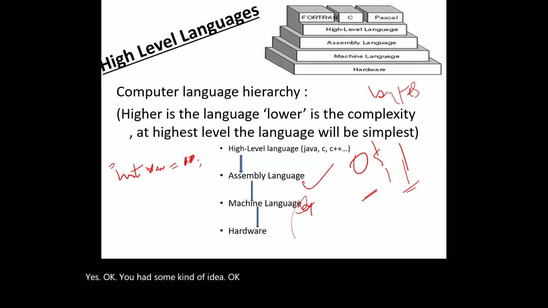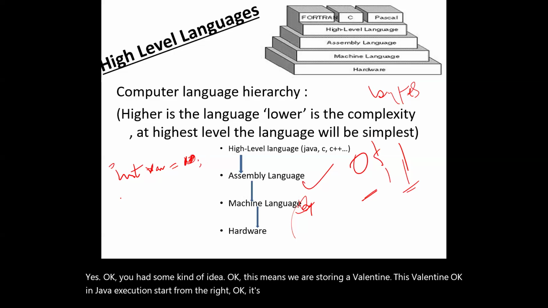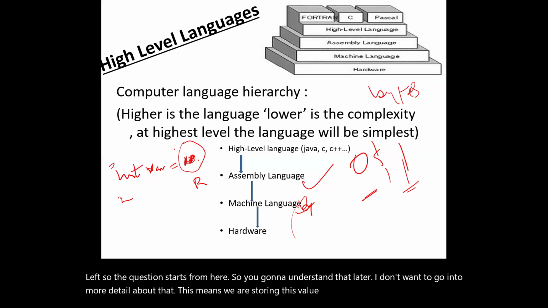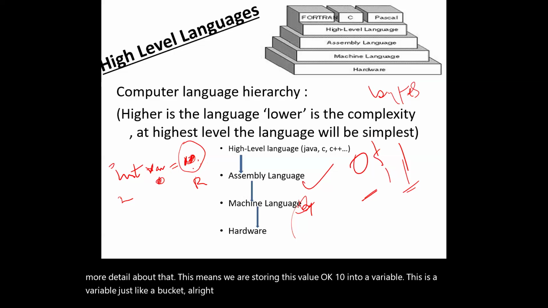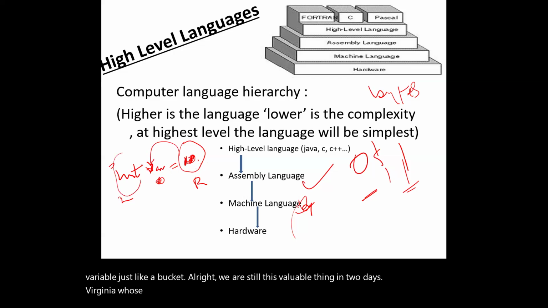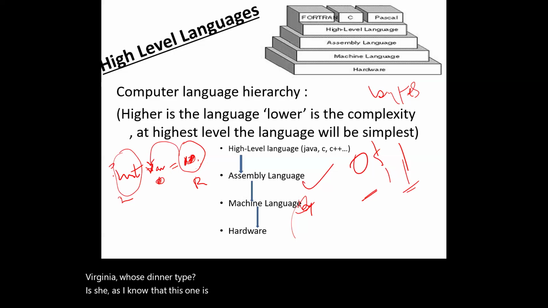Okay. This means we are storing the value 10. In Java, execution starts from the right. It's right to left. So execution starts from here. You're going to understand that later, I don't want to go into more detail about that. This means we are storing this value 10 into a variable. This is a variable, just like a bucket. We are storing this value 10 into this var, whose data type is int. So you know that this one is integer, something to do with numbers, right?